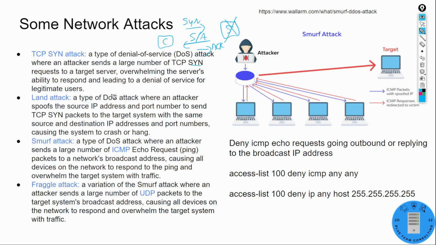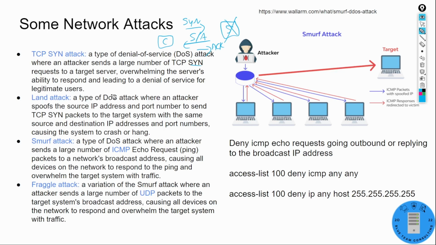A LAN attack. This is another DOS attack where the attacker spoofs the source IP address and port number to send TCP SYN packets to the target system with the same source and destination IP address and port numbers, and that's going to confuse the server. It's going to cause it to crash or hang.